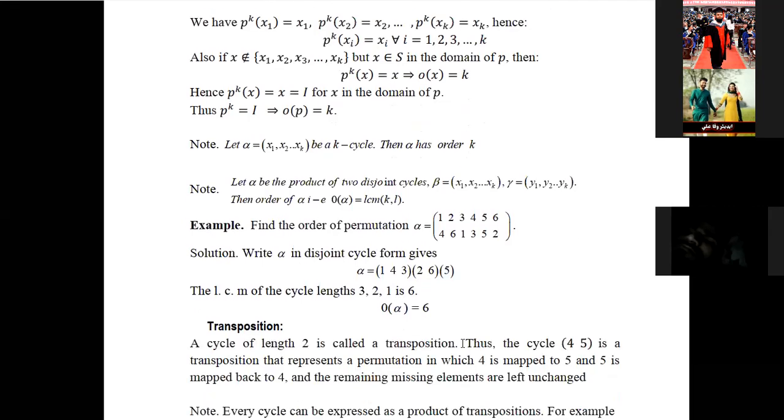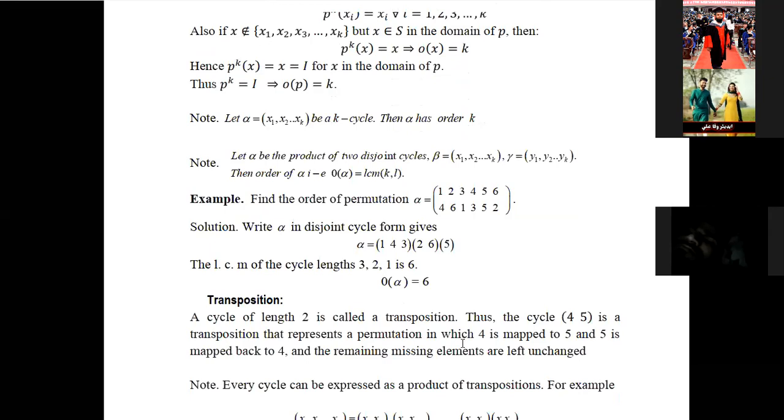Okay, now what is a transposition? A cycle of length 2 is called a transposition. It means the cycle (4 5) is a transposition that represents a permutation in which 4 is mapped to 5 and 5 is mapped back to 4. The remaining missing elements are unchanged.